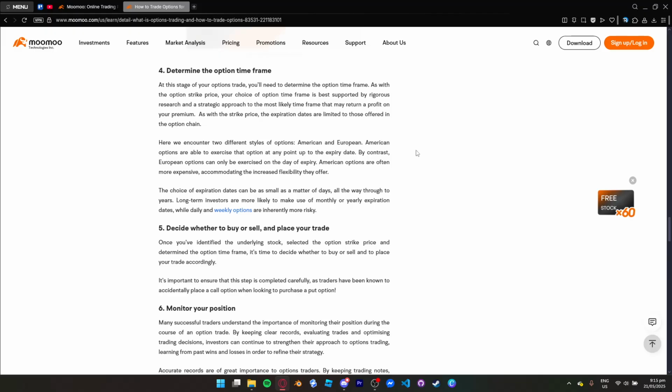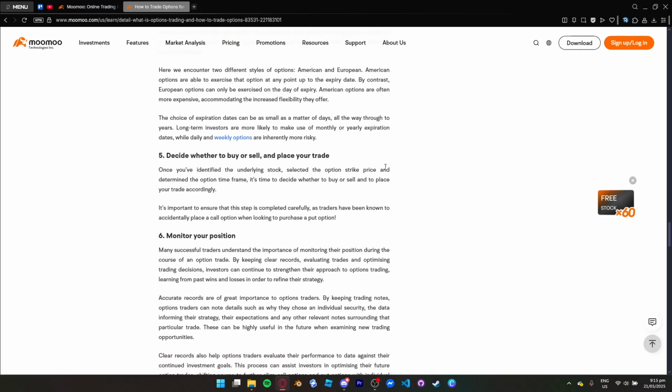So next step is determine the option time frame. At this stage of your options trade, you'll need to determine the option time frame because as with the option strike price, your choice of option time frame is best supported by rigorous research and a strategic approach to the most likely time frame that may return a profit on your premium.